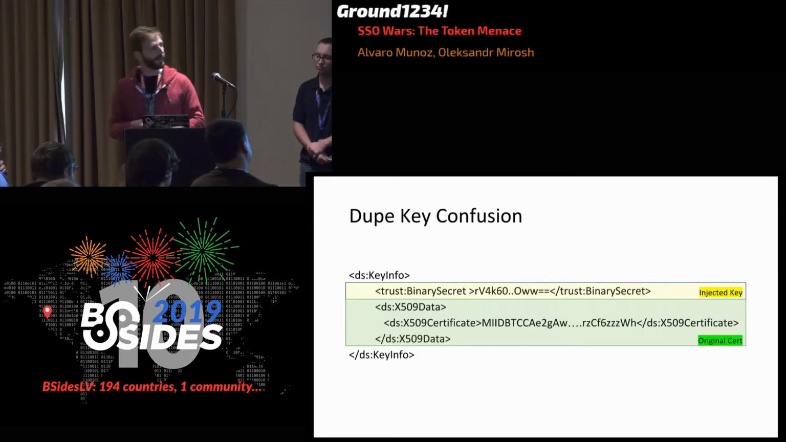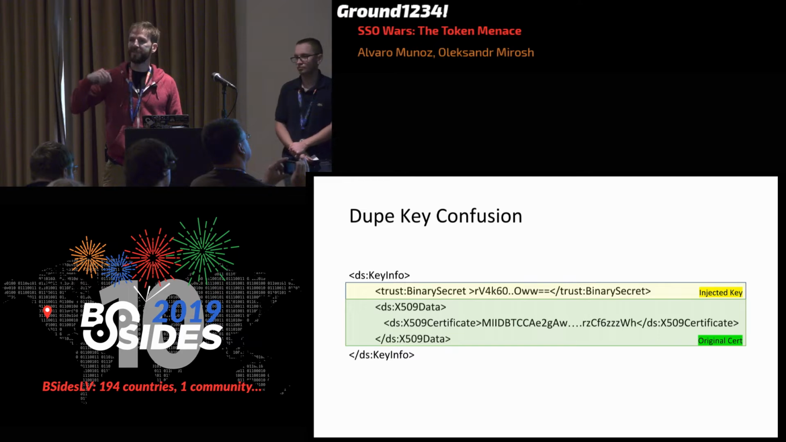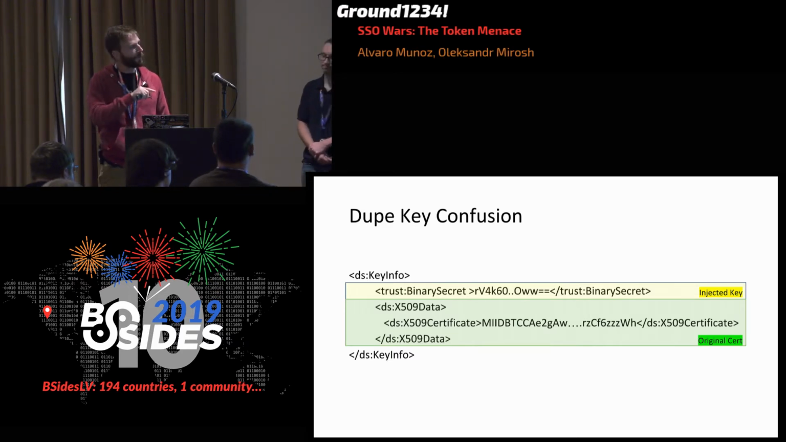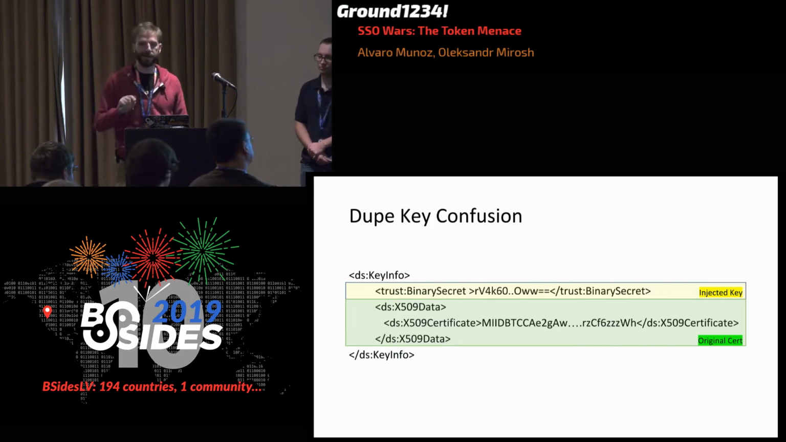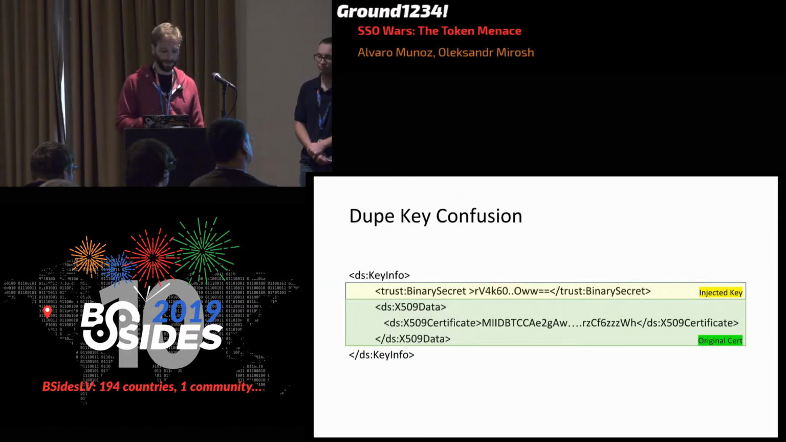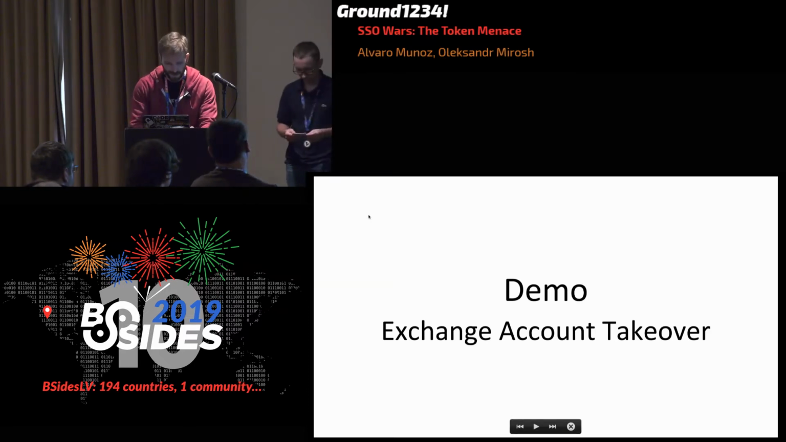So this is how it looks in the XML token. We have this first element that is, in this case, a symmetric key, but it could be an asymmetric one. And that's the injected key, the one that we will use to resign the document and the one that the server will use to verify the signature. And the second one in green is actually the original trusted certificate from the identity provider. And this one will be the one that the server will use to verify the trust in the identity provider. So let's see how we can abuse that, for example, to take over some account in Exchange web services.